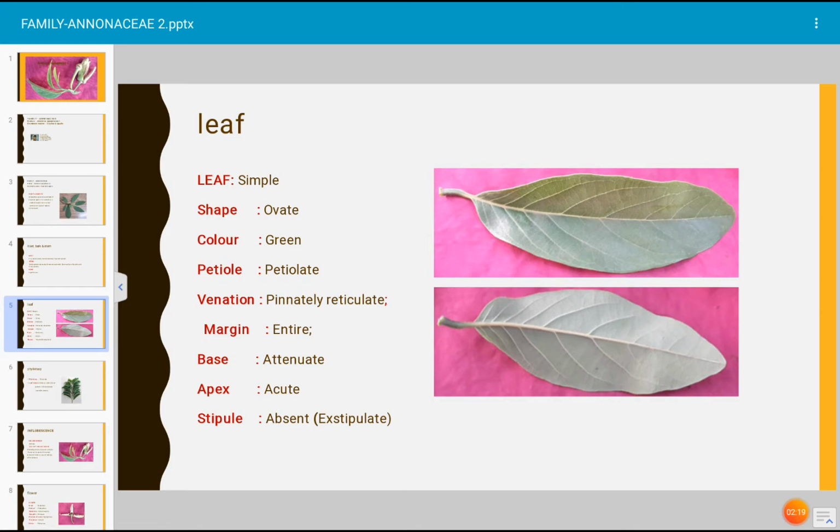How is the venation of the leaf? Veins are present in the leaf, but how is the arrangement of veins in the leaf? That is venation. Venation is reticulate. A network of veins is there. Reticulate venation is again the characteristic feature of dicot plants. Okay. Reticulate venation occurs in Annona squamosa.